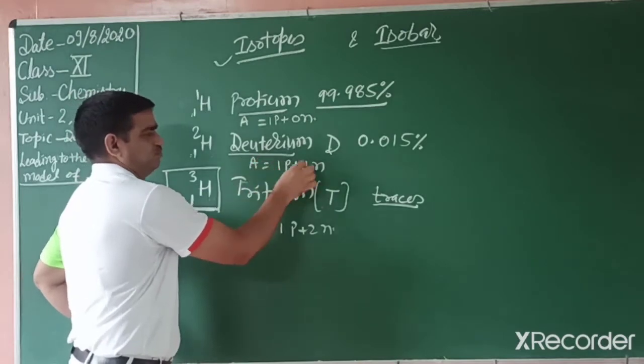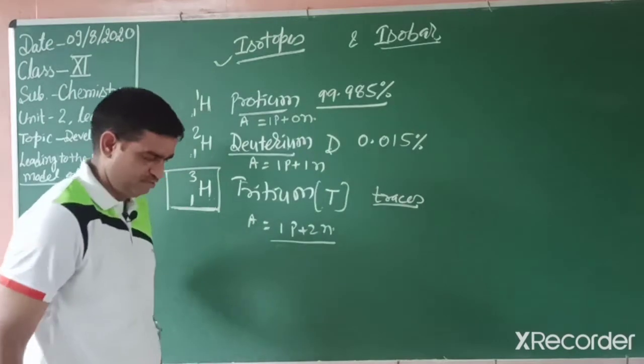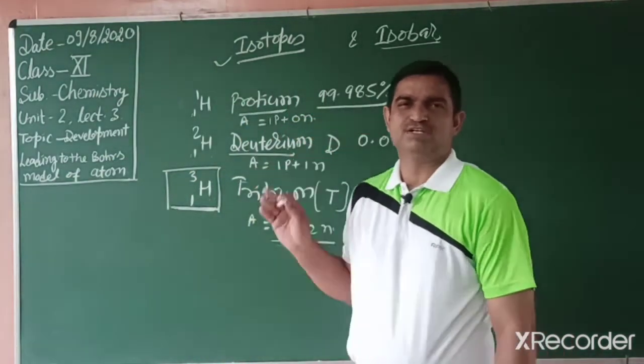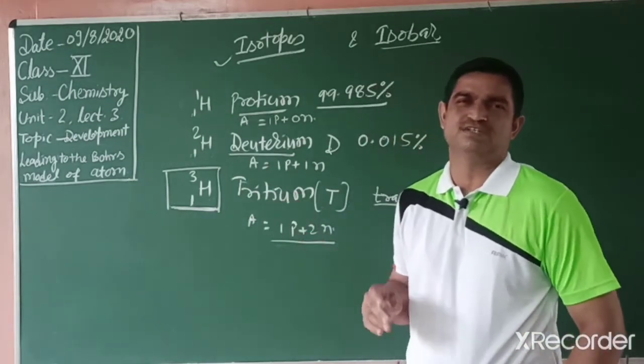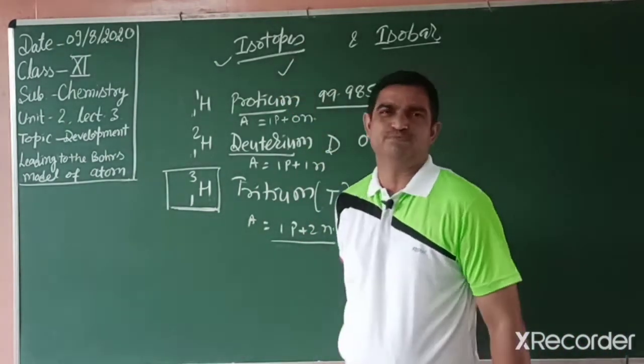Atomic mass: 1 proton, 1 neutron. There is 1 proton, 2 neutrons. So isotopes are substances having the same atomic number but different mass number. It means isotopes have the same chemical property.